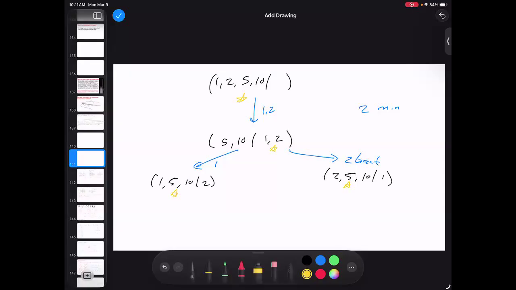And now what do we do? Right. We know we can't send 1 with 5. We've already proved that. And so now this is going to be 4 minutes here total and 3 minutes here total. And so now we send 5 and 10 over. And then that will give us 1 over here and then 2, 5, and 10.